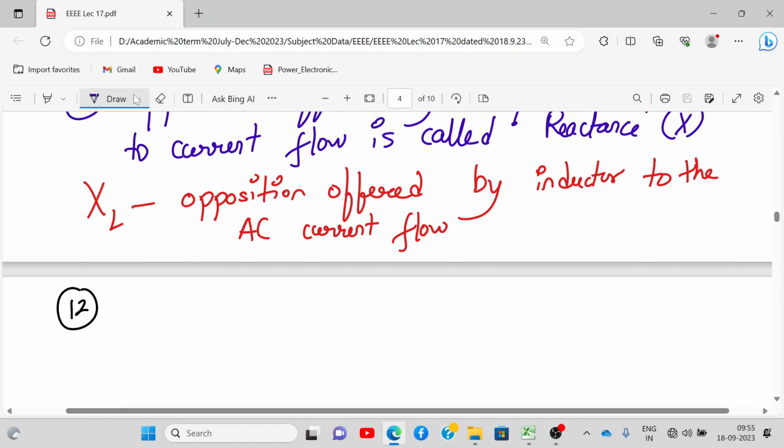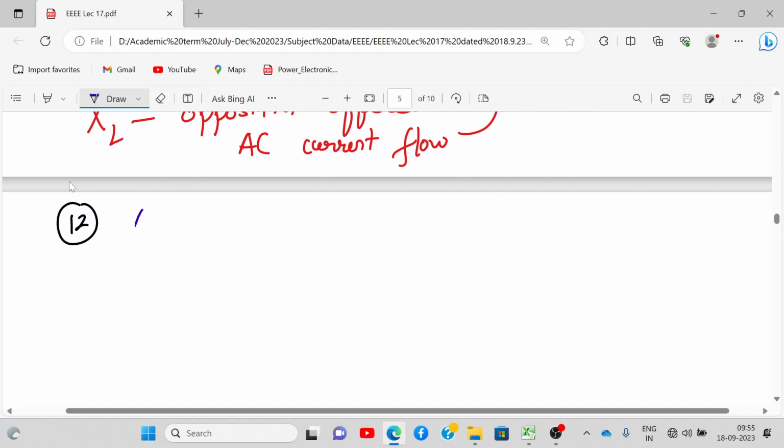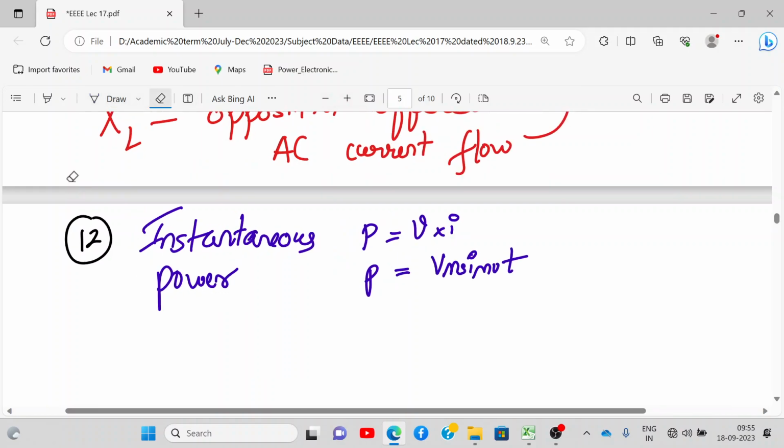Let me save this document first. Yeah. So instantaneous power P is given by V into I. What is V? Vm sin omega t. Let me expand it further.